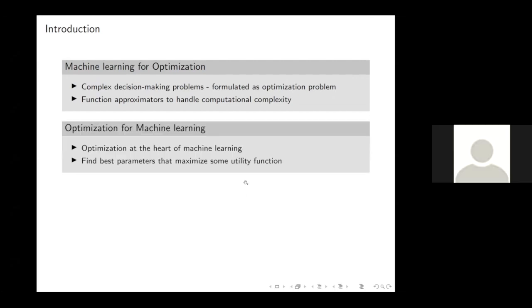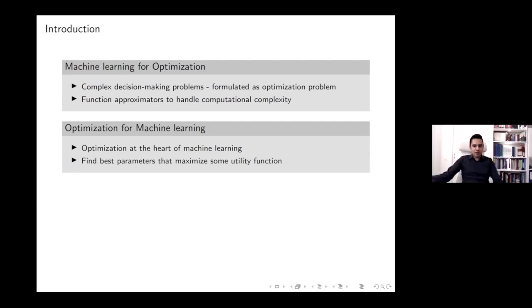On the other hand, we have optimization for machine learning. We all know that machine learning involves training models, and this means that we need to find the best parameters that maximize some kind of a utility function. And this means that optimization is at the heart of machine learning, right? It always involves solving optimization problems.